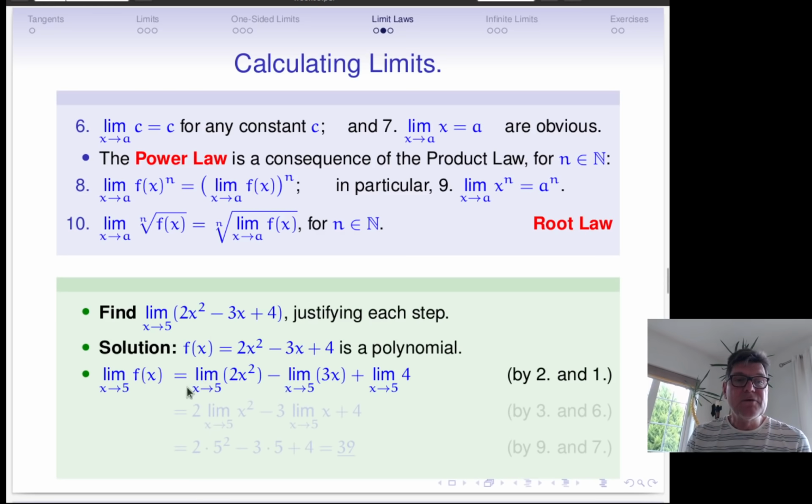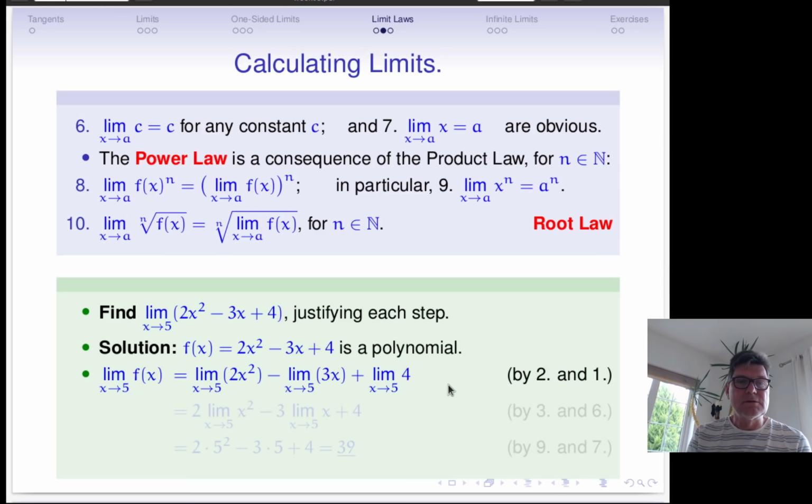The limit of f of x is the limit as x approaches 5 of 2x squared, minus the limit as x goes to 5 of 3x, plus the limit as x goes to 5 of 4. That's reading the polynomial as a difference here and a sum there, and applying the difference law and the sum law, which allow us to calculate the limit of the overall polynomial as the sum or difference, respectively, of the limits of the individual parts.